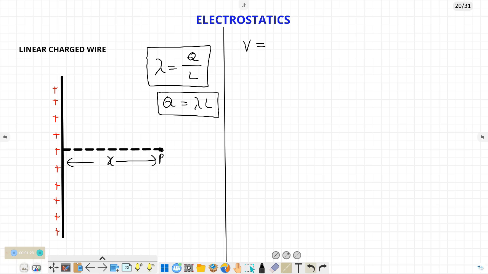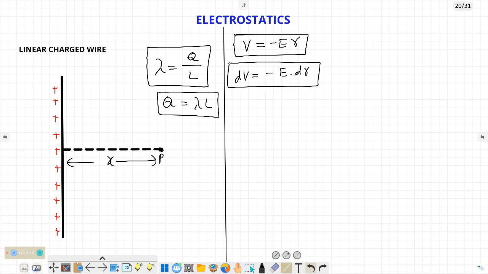To calculate this, we first use the relation between potential and electric field. According to that relation, V is equal to minus E into R. In the case of a small portion, that means due to an elementary portion of this charged wire, the elementary potential difference is equal to minus E into the elementary distance, that is, dV equals minus E dr.